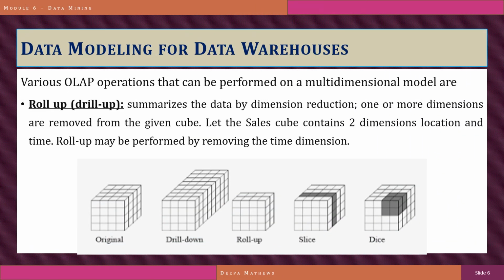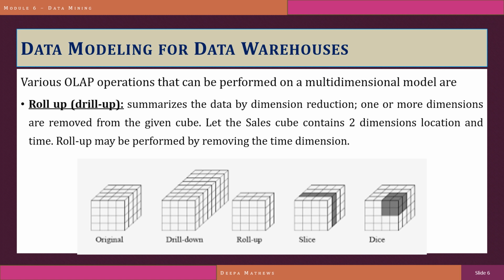So we just said about the term pivoting, roll up, roll down, etc. Right? So these are the various OLAP operations. Now let's discuss the various OLAP operations that can be performed on this multidimensional model. The various operations are roll up, roll down, slice, dice, pivot, etc. First, let us discuss the roll up operation.